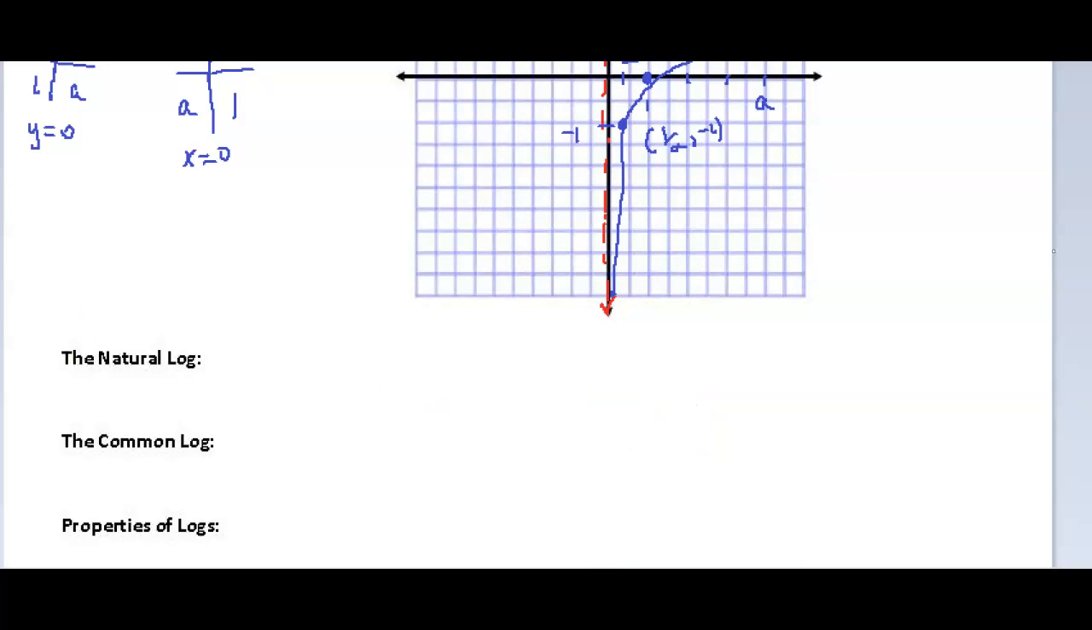The natural log is a logarithm with base e. Log base e of x can be rewritten as ln of x, which we call the natural log. So if you ever see ln, that implies that the base of the logarithm is e. We also have the common log. The common log is a log with base 10. This is often how a logarithm will appear on a calculator.